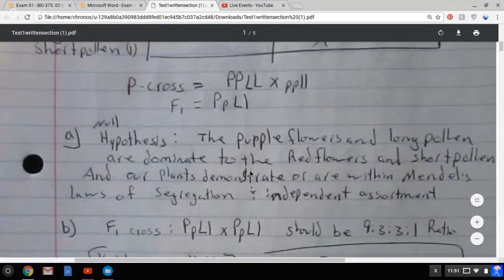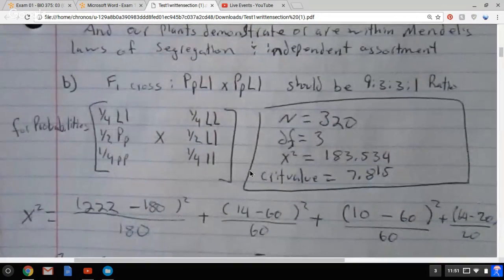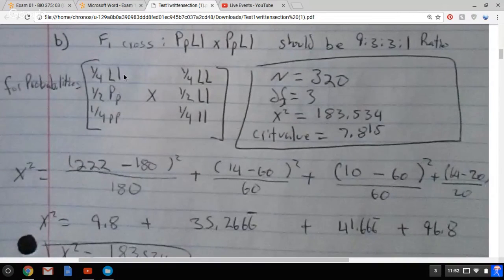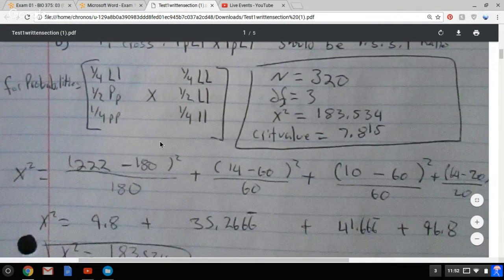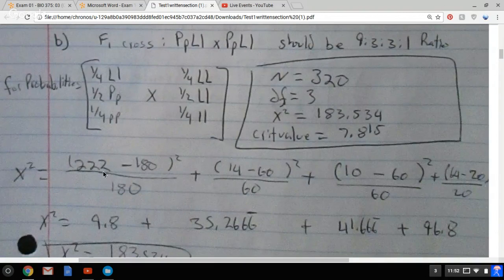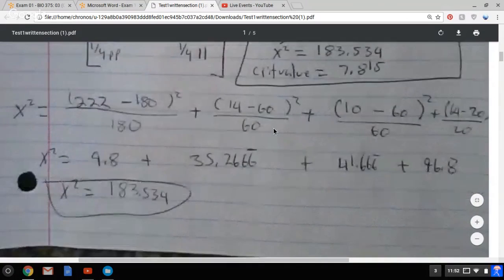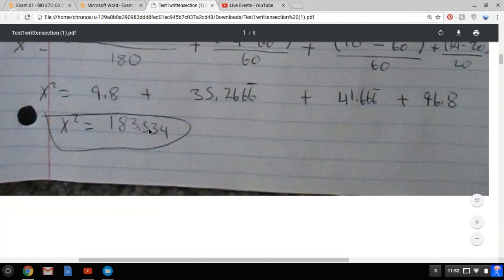Here's my hypothesis. I found the probabilities for each of the plants happening, and I got my observed versus my expected, which is found from using my probability times the number of the whole population, and this is what it should be, the expected values for a 9 to 3 to 3 to 1 ratio. And my answer was 183.